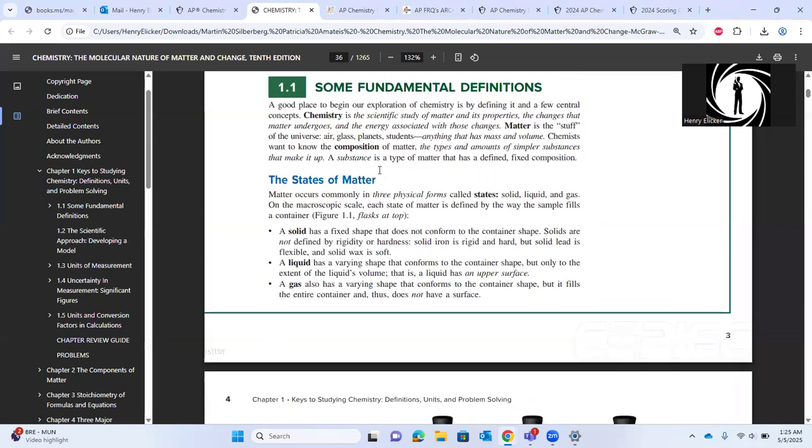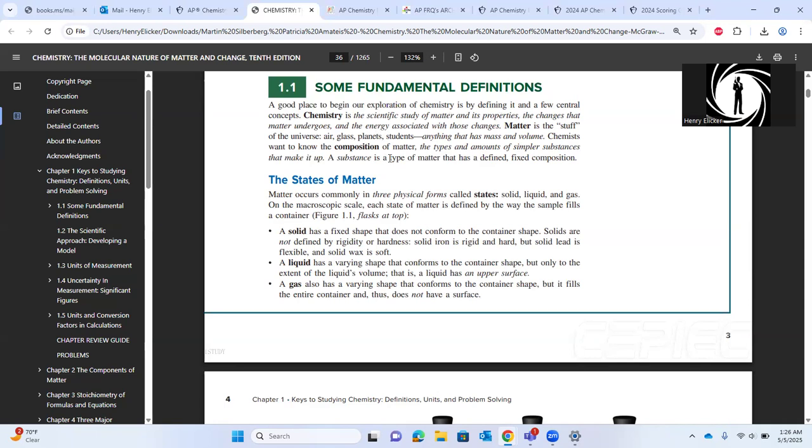It turns out chemistry is, most simply, the study of matter. Okay, that's great. What's matter? Well, matter is, as this prompt says, stuff. It's what makes up the entire universe: air, glass, planets, whatever. It's anything that has mass and volume. So chemistry is the study of that. And a better definition is the study of matter and the changes that it undergoes, so reactions and how these things interact together, stuff like that.